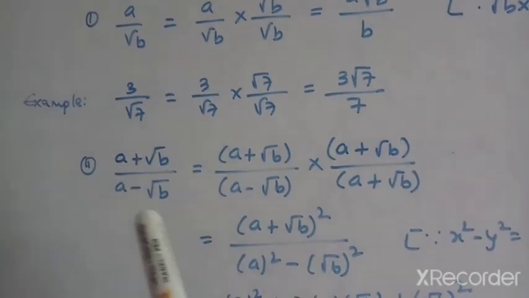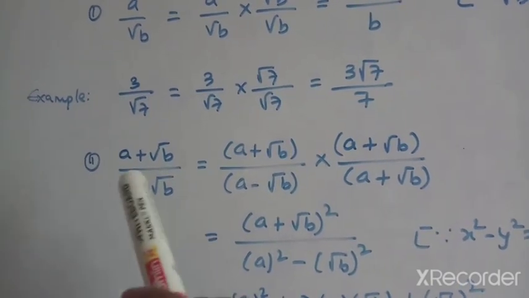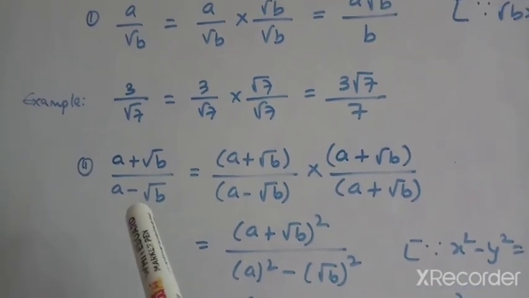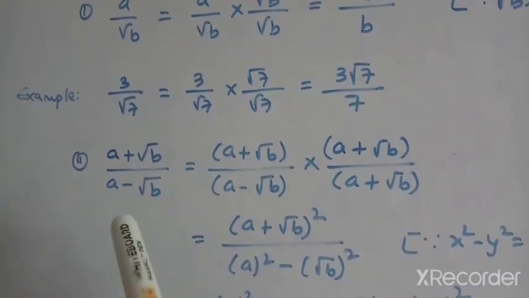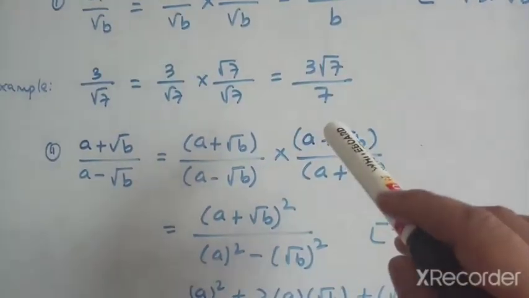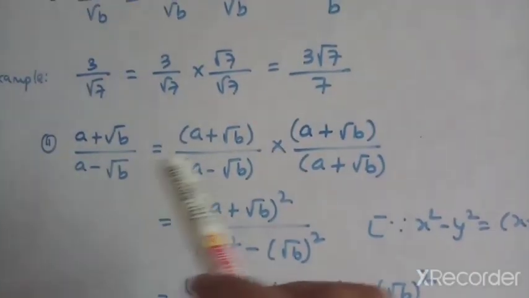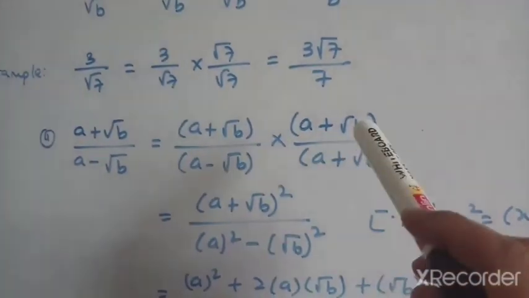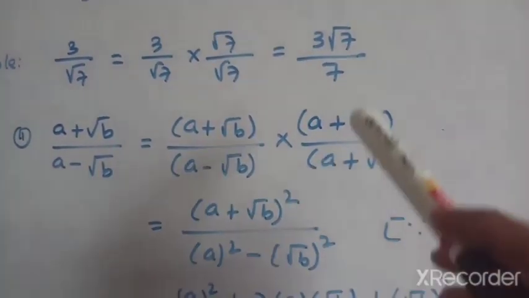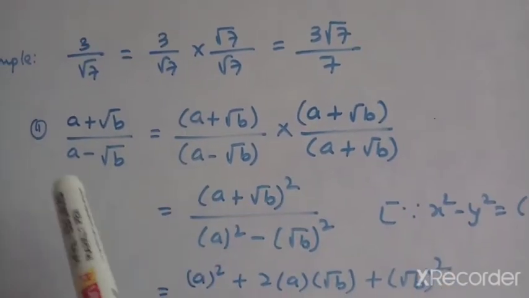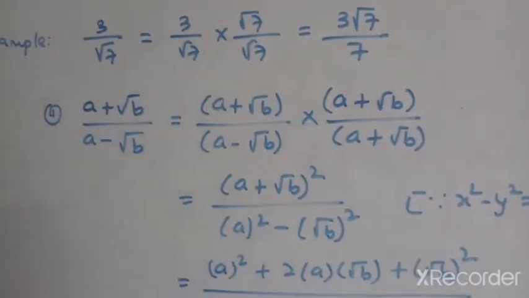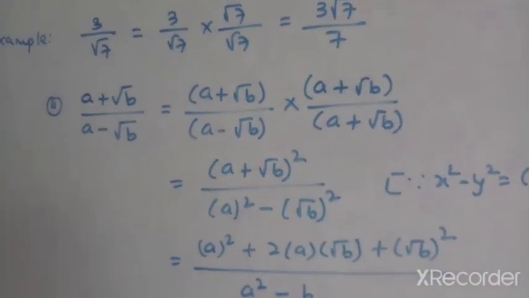Now if you have something like this, here you can see in the denominator it is not a simple surd, you have a binomial surd. So in order to rationalize, we use its conjugate. If it is plus, its conjugate will be minus. If it is minus, its conjugate will be plus. So the terms will be the same, but their connecting sign will be opposite. Now in order to rationalize this, here you have minus, so we need to multiply by its conjugate, that is a plus root b by a plus root b.